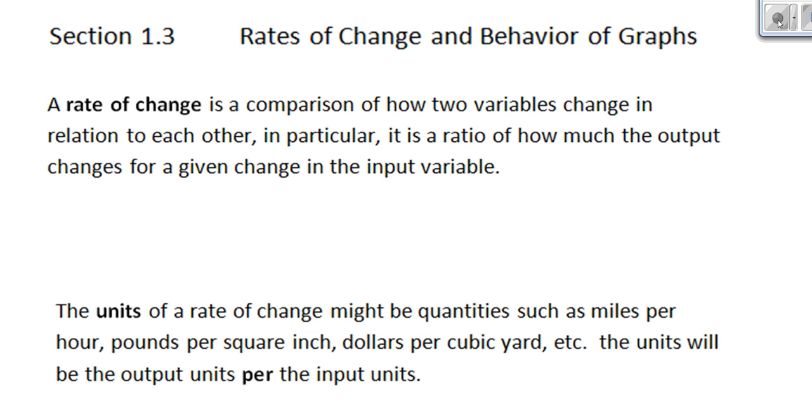All right, we're going to look at rates of change. A rate of change is a comparison of how two variables change in relation to each other. So it's going to be two different variables, two different quantities involved. In particular, it's a ratio, which means divide, of how much the output values change for a given change in the input variable. So the units of a rate of change might be quantities such as miles per hour, pounds per square inch, dollars per cubic yard, etc. The units will be the output units per the input units.